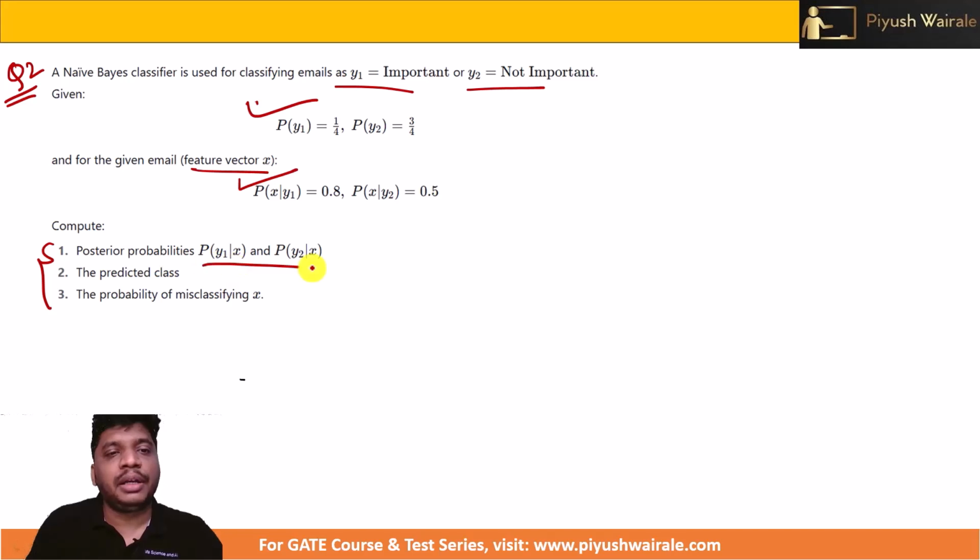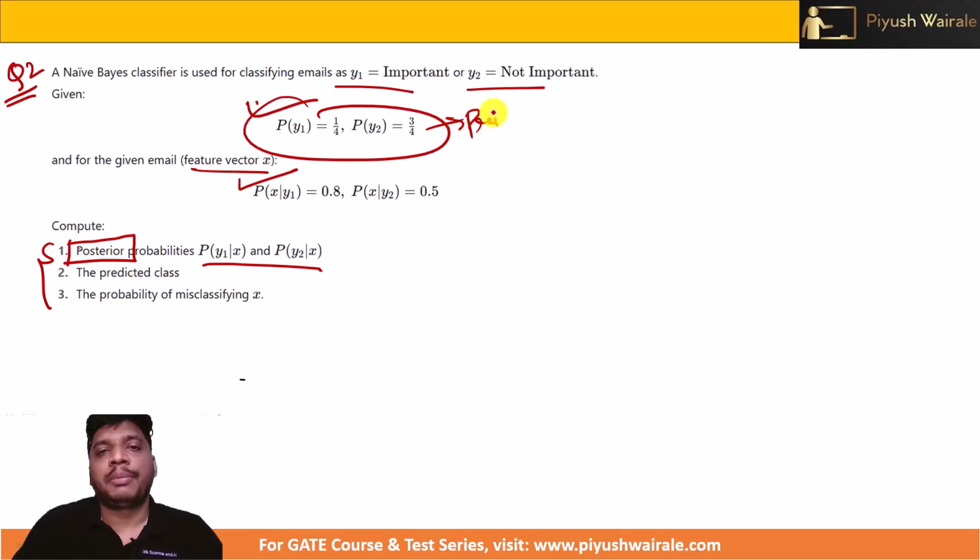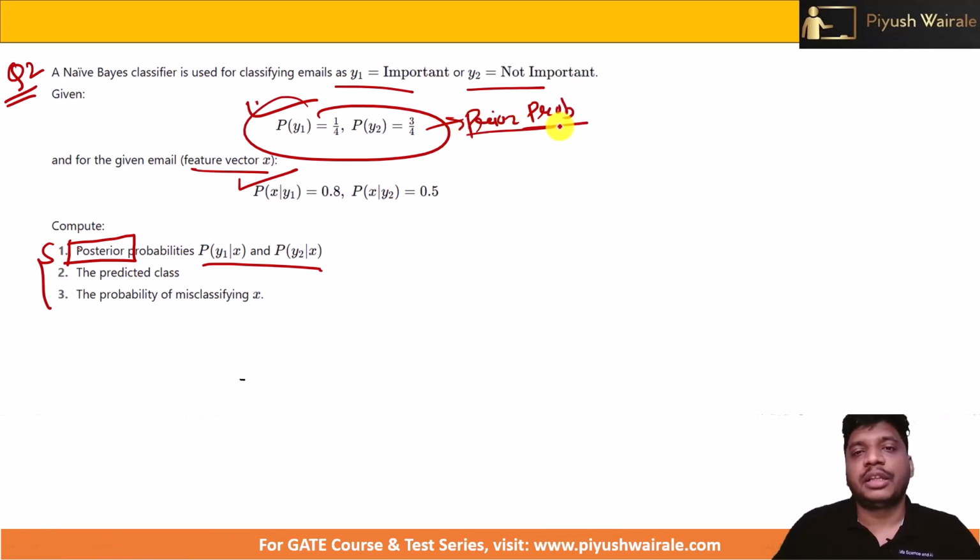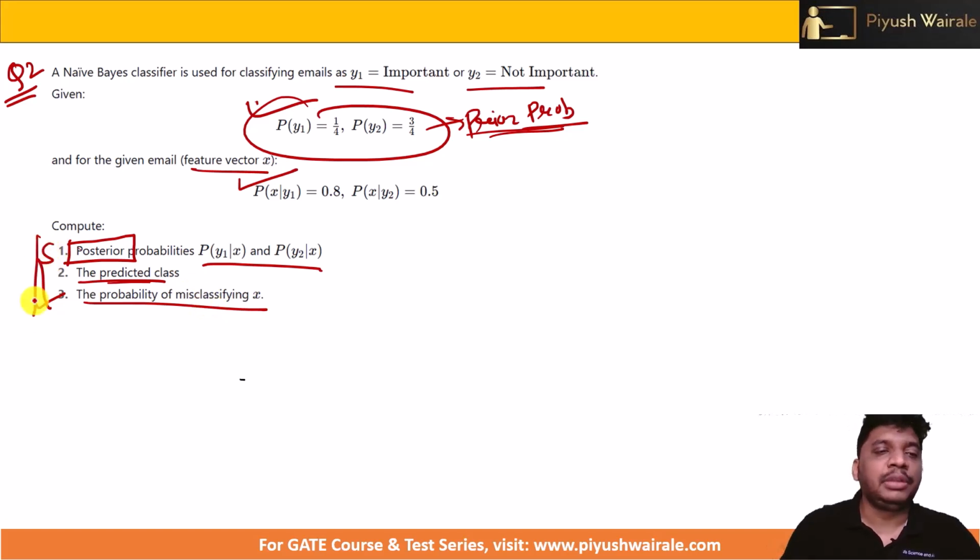Find out these probabilities. That is basically the posterior probability. These are basically the prior probability. So please remember the naming also here: prior probability and posterior probability. We need to find out the class also. So whichever probability will be maximum, X will belong to that particular label. Then we need to find out the probability of misclassifying X, same as what we have done in the previous question.